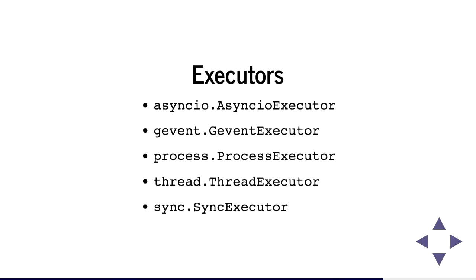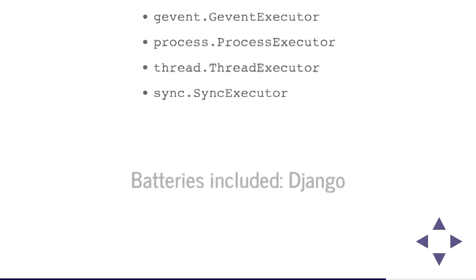Graphene is also capable of resolving the fields simultaneously. So here are a couple of executors. The default one is the sync executor. But if you want to parallelize the execution, so that for each requested field the appropriate resolver will be called, you may want to use the asyncio executor or the thread executor, for example.